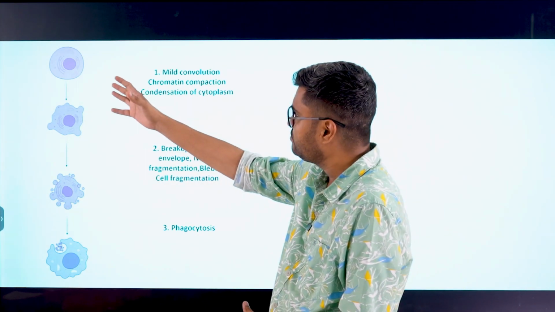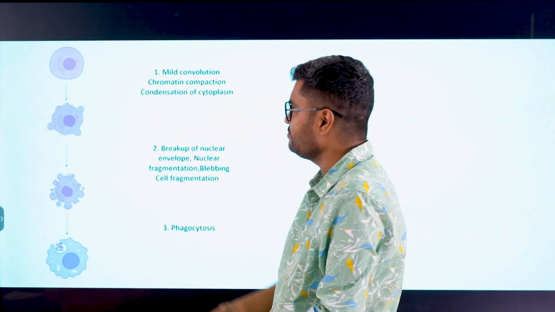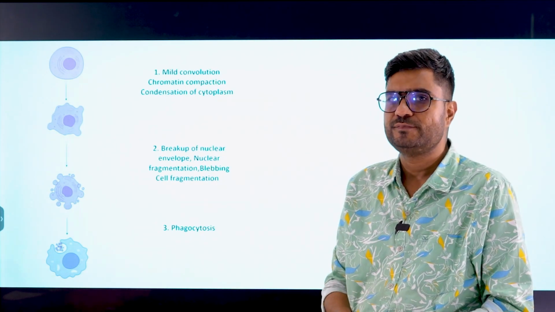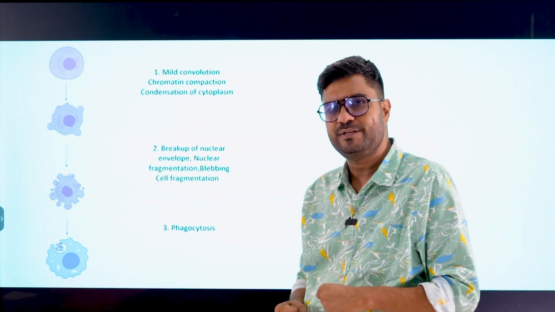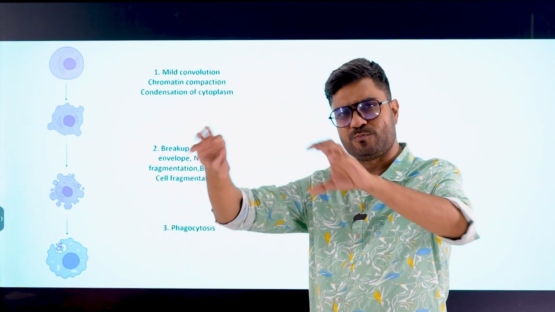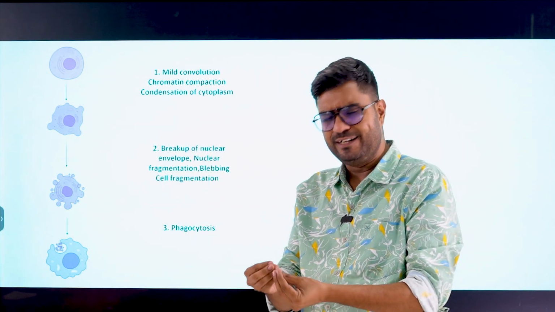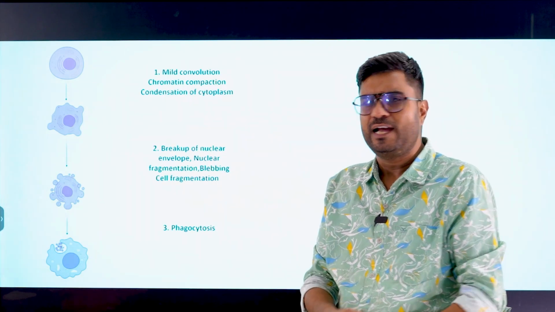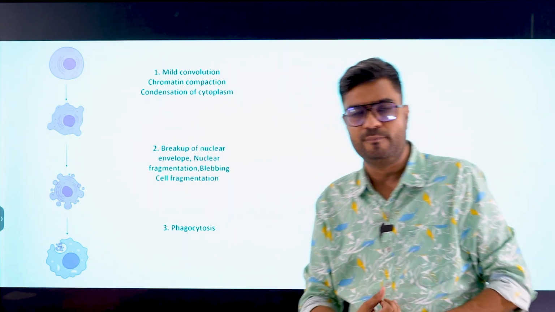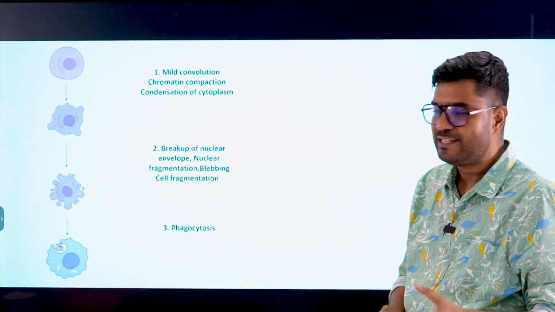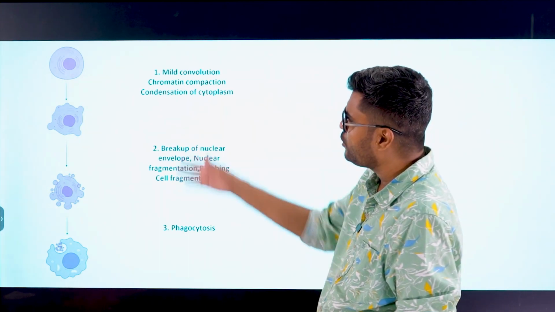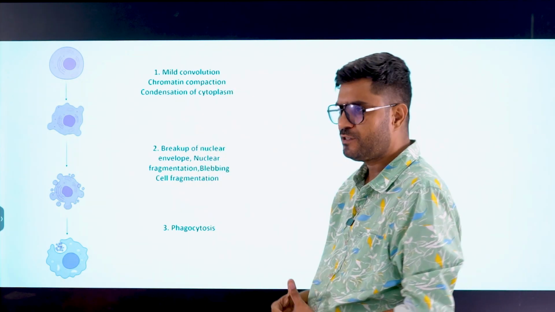So a healthy cell will start convoluting, chromatin will be compacted, cytoplasm will be compacted. After that, nuclear fragmentation will occur, DNA fragmentation will occur, and the cell will be disintegrated into smaller apoptotic bodies containing small fragments of DNA, and these smaller apoptotic bodies will be phagocytosed by phagocytic cells or phagocytes. Now, this is the macro explanation of apoptosis.